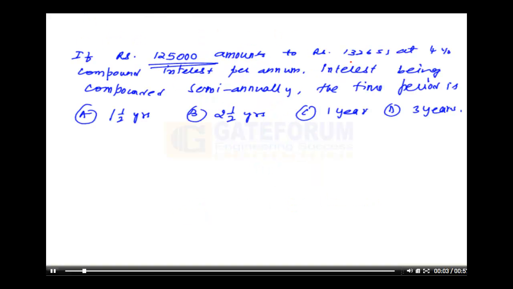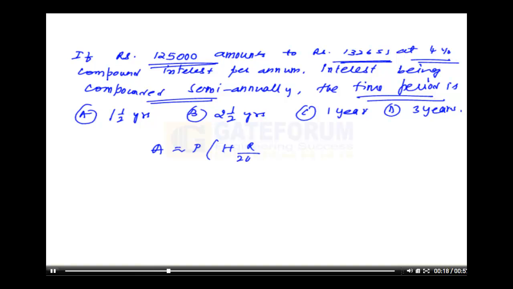1,25,000 is becoming 1,32,651 at 4% compound interest. Now, if the interest is being compounded semi-annually, what will be the time? Now we know the formula. A equals P into (1 plus R by 200) raised to the power of 2n, as we have discussed in theory. Now, just substitute the values.